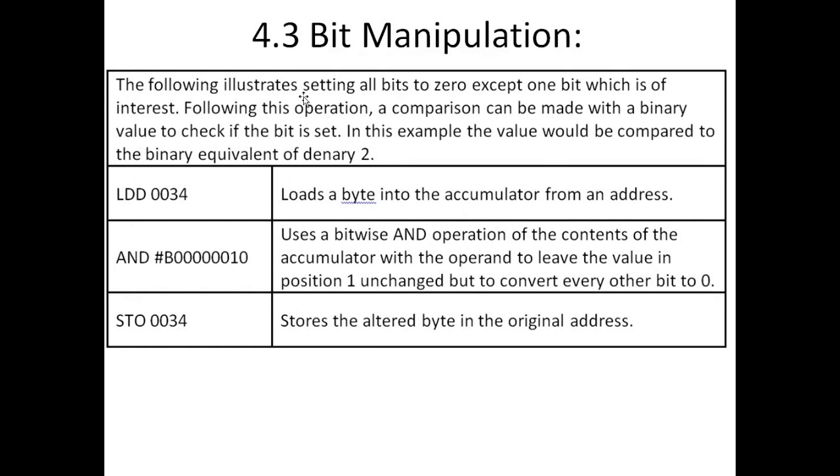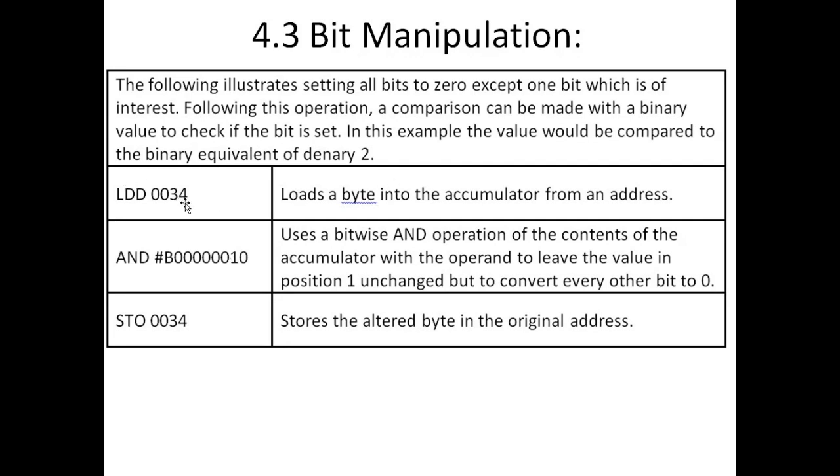Lastly, we have this operation. The following illustrates setting all bits to 0 except one bit which is of interest. Like you want to retain the value of the second bit and you want to set all others to 0. Following this operation, a comparison can be made with a binary value to check if the bit is set or not. In this example, the value would be compared to the binary equivalent of denary 2 because the second bit holds the place value of 2.